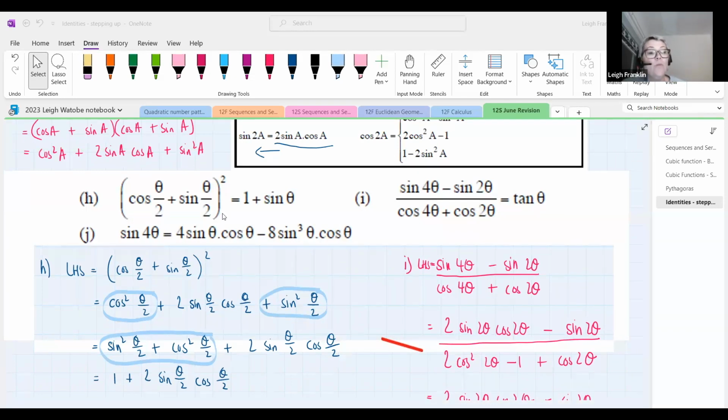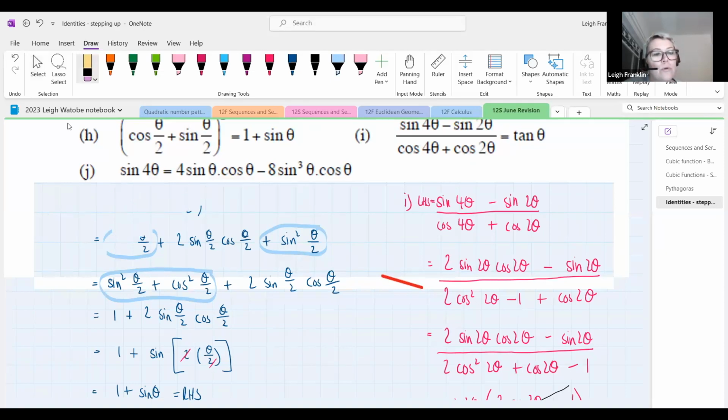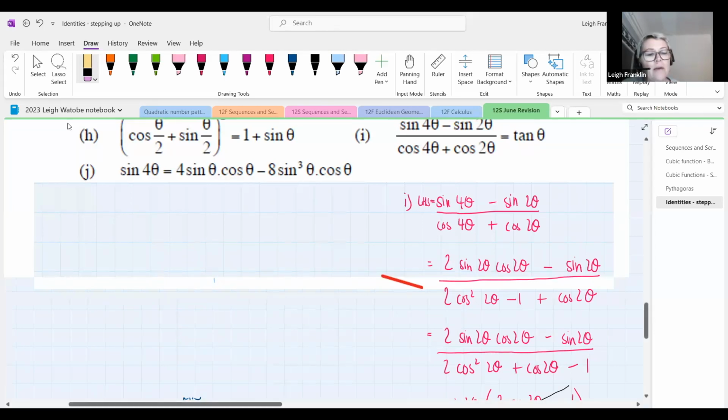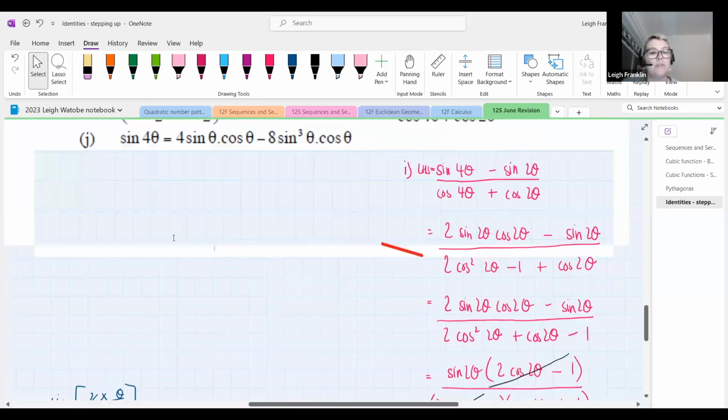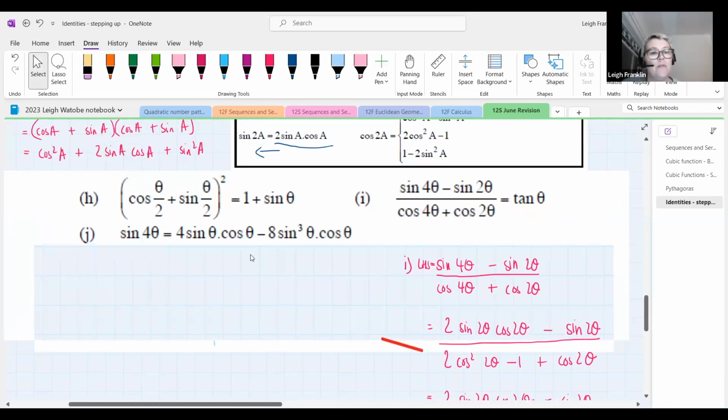Let's see if we can fit another one in. What about question J? Again, this is a bit of a challenge. Let's have a look at question J. J is actually not as bad as it looks. What I'm going to do is rub this out. Let's try J a little bit together and a little bit by yourselves. We haven't got an awful lot of time, so let's see if we can do it in the bit of time that we've got left.